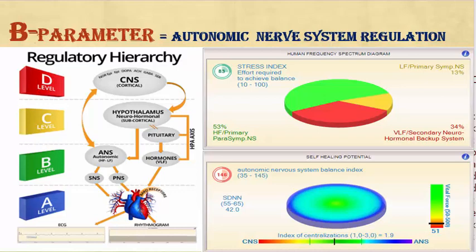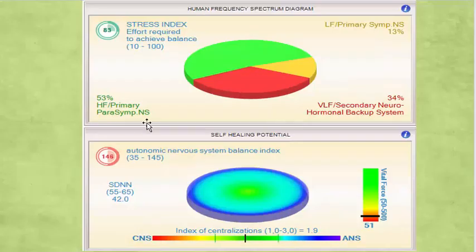Very important. So let's look a little bit more in depth over here. This is what we see in the pie: the index of centralization is normal, with the autonomic nervous system balance. So we see the predominance of the parasympathetic nervous system, but with low vitality. It tells us it's an early stage of autonomic nervous system imbalance.